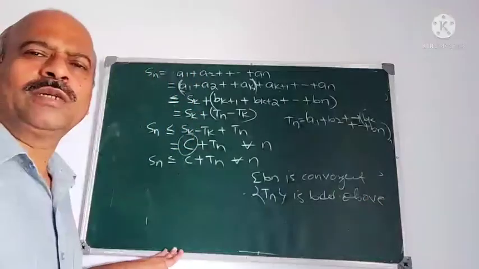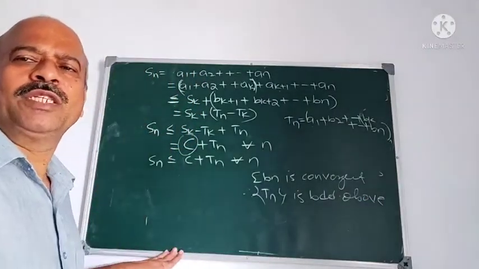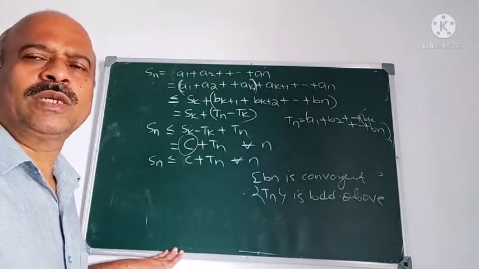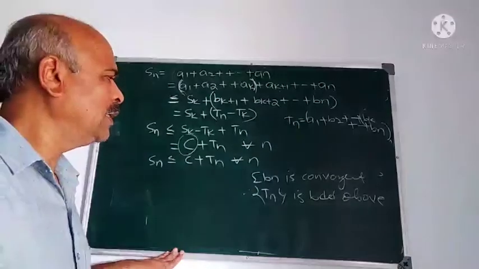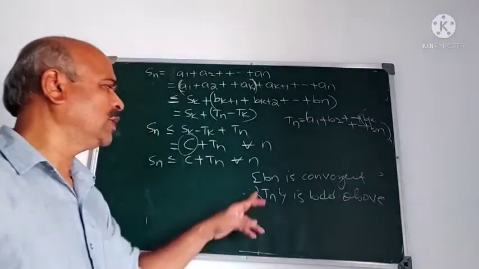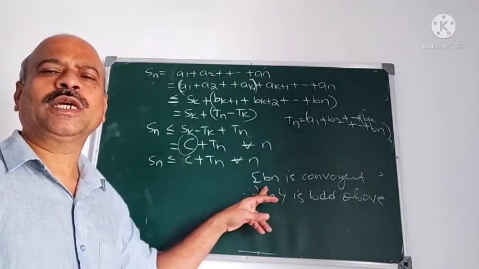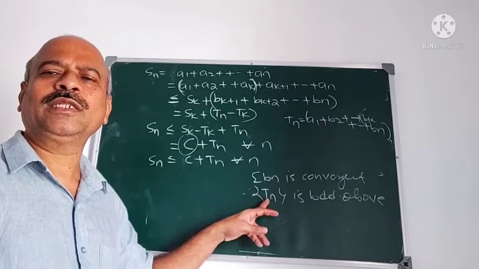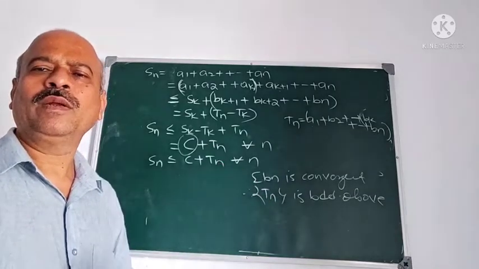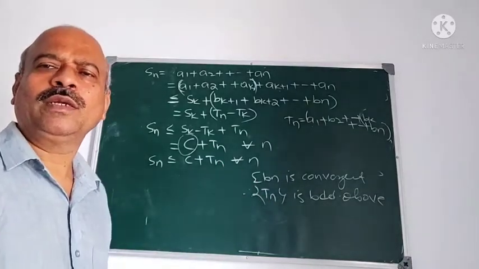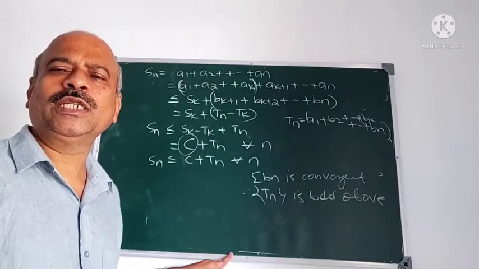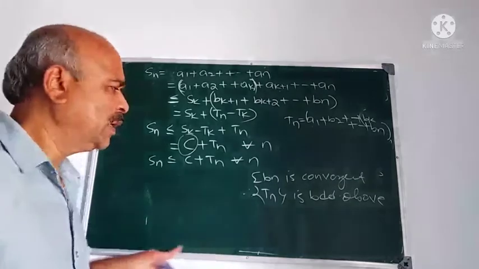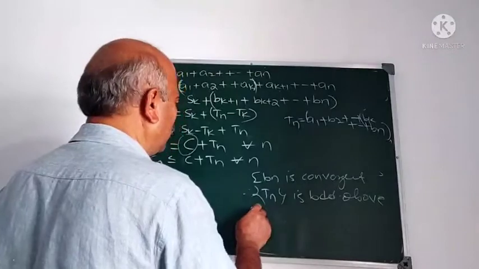Because it is a positive term series. See the previous theorem. After a positive term series, we have proved one theorem. What is that? A positive term series sigma un is convergent if and only if the sequence of partial sums Sn is bounded above. I have proved that one, that is u1 plus u2 plus ... plus un is less than k. That theorem. Now Tn is bounded above.